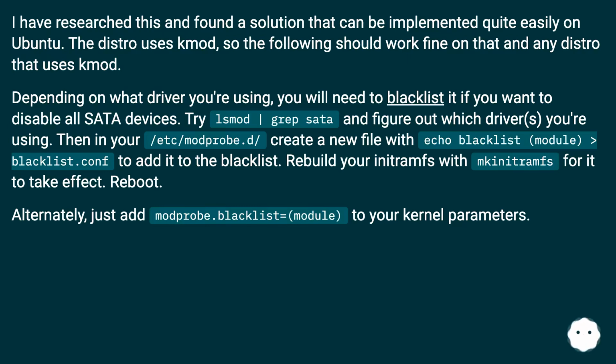Then in your /etc/modprobe.d/ create a new file with echo "blacklist module" > blacklist.conf to add it to the blacklist. Rebuild your initramfs with update-initramfs for it to take effect. Reboot. Alternately, just add modprobe.blacklist=sata module to your kernel parameters.